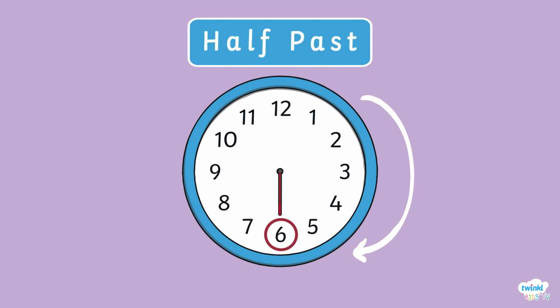But when the minute hand, the bigger hand, gets to the number 6, then we say half past. You can see that when the minute hand is pointing to the 6, our hour hand is pointing to the number 7, we say the time is 7:30.